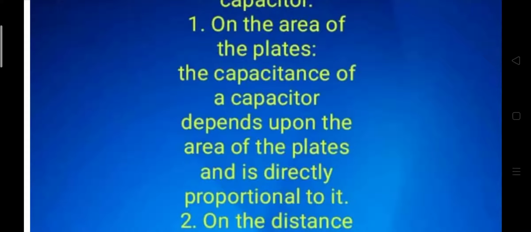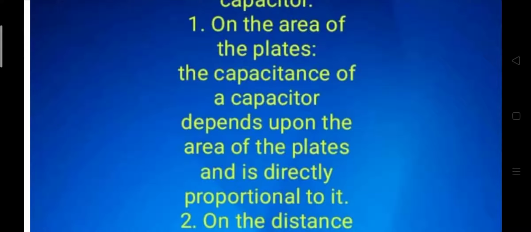Now, if the plate B is moved up or down from the present position so that the overlapping area of the plates is reduced, the divergence of the leaves increases. This means that on reducing the area of the plate, the potential difference between the plates increases. The capacitance of the capacitor decreases. So, the capacitance of a capacitor depends upon the area of the plate and is directly proportional to it.